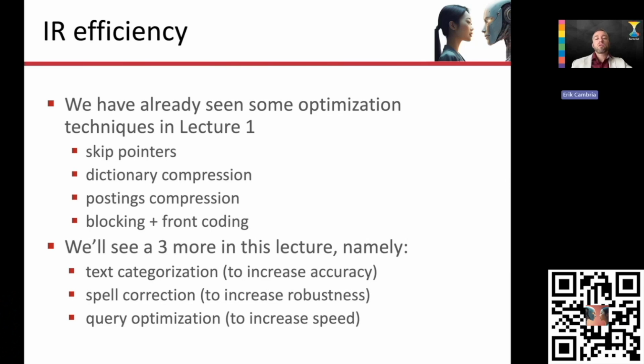So in this lecture, we're going to be focusing on three more optimization techniques that we use to build a more efficient retrieval. The first is text categorization, which aims to increase the accuracy of the system. Then we have spell correction, which is about increasing the robustness of our systems. And finally, query optimization, which is more about increasing the speed of the system.